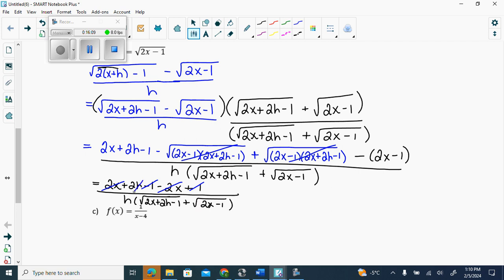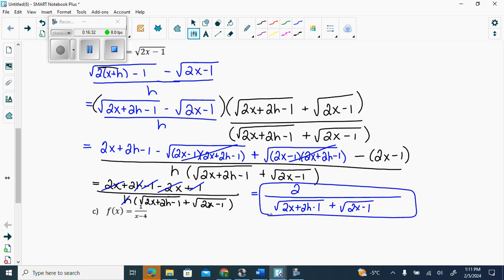This h cancels off this one, and my answer will be 2 over, see how I have equal signs every single time because these are equal to each other? Writing down the left-hand side. 2 over root 2x plus 2h minus 1 plus root 2x minus 1. Done.